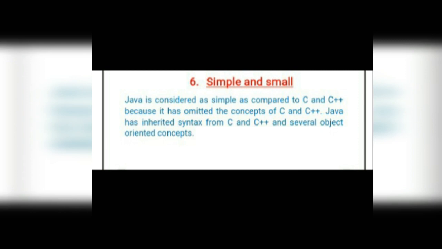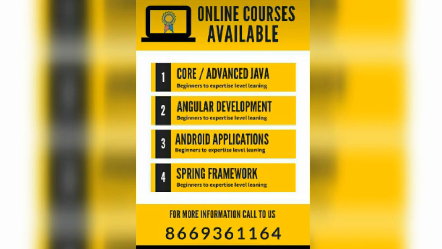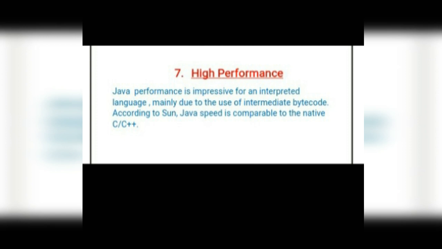Sixth, simple and small. Java is considered as simple as compared to C and C++. My dear friends, because it has omitted the complex concepts of C and C++. Java has inherited syntax from C and C++ and also several object-oriented concepts from C++.